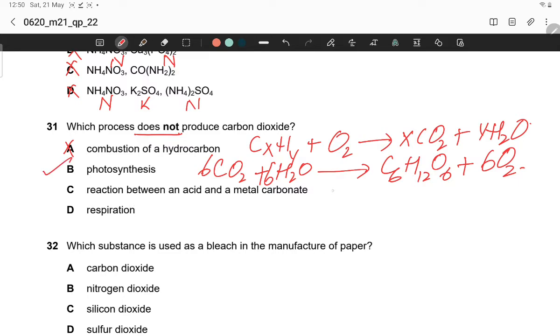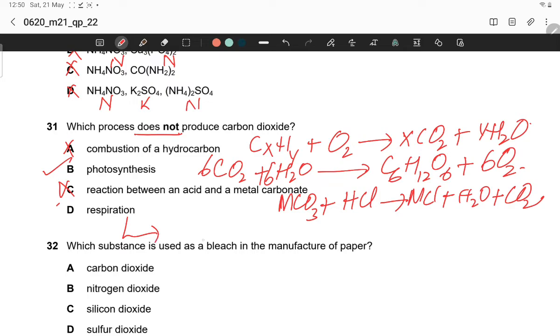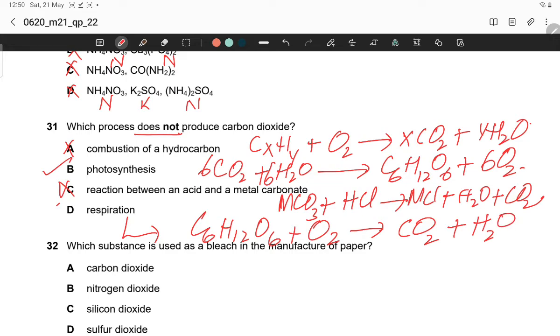Reaction between an acid and metal carbonate produces metal chloride, for example HCl gives MCl plus water plus CO2. So carbon dioxide is produced, so this is also incorrect. Respiration, C6H12O6 reacts with oxygen to form carbon dioxide and water, so this is also incorrect because carbon dioxide is produced in this reaction. So B option is correct.